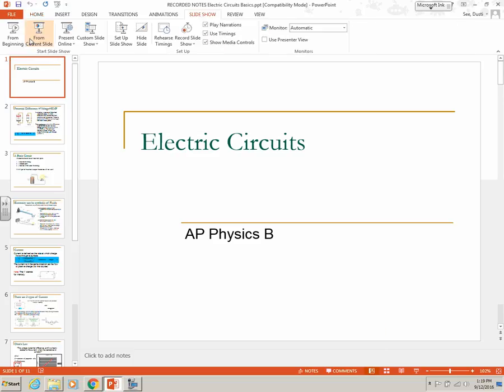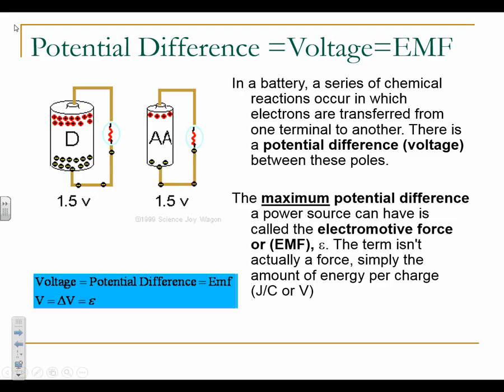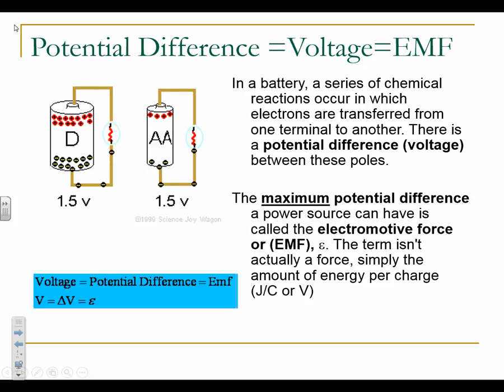Alright, gang. This would be our AP2 circuits basics that I want to talk about. So this is that recorded information that I want you to know. Potential difference, something we just got done talking about. Potential difference, another name for it, is voltage, which is also known as your EMF.